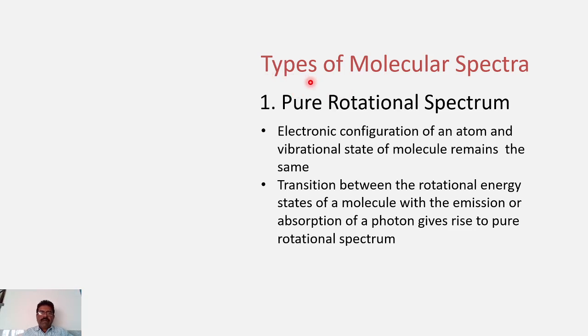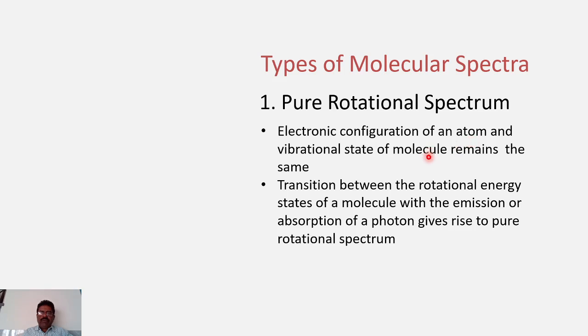Now let us define the types of molecular spectra. As I have discussed, the interactions involved, depending on these interactions, we have three types of molecular spectra. The first one is pure rotational spectra. A molecule can possess a pure rotational spectrum only when the electronic configuration of an atom and the vibrational states of the molecule remain the same. So let us try to understand this.